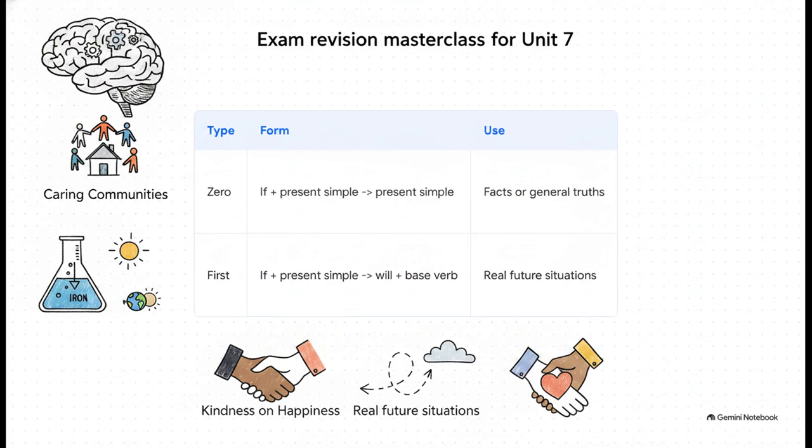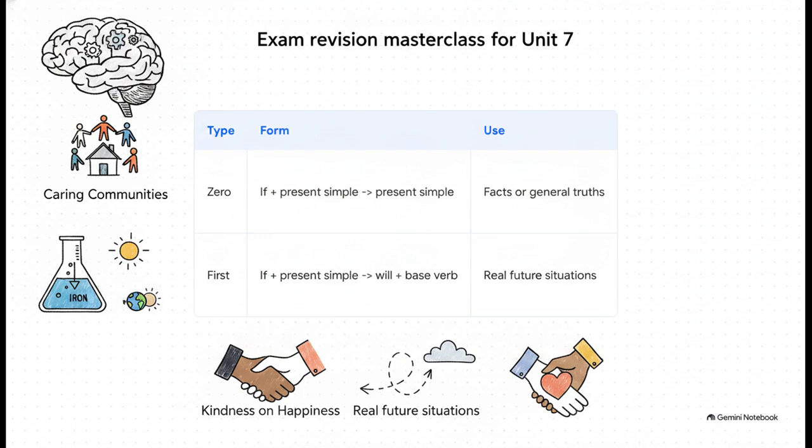First, we have the zero conditional. We use this for 100% factual statements, scientific facts, or general truths. The form is super simple. If plus the present simple tense, and then the main clause is also present simple. Look at the example. If you put a piece of iron in water, it sinks. It is a fact. It happens every single time.